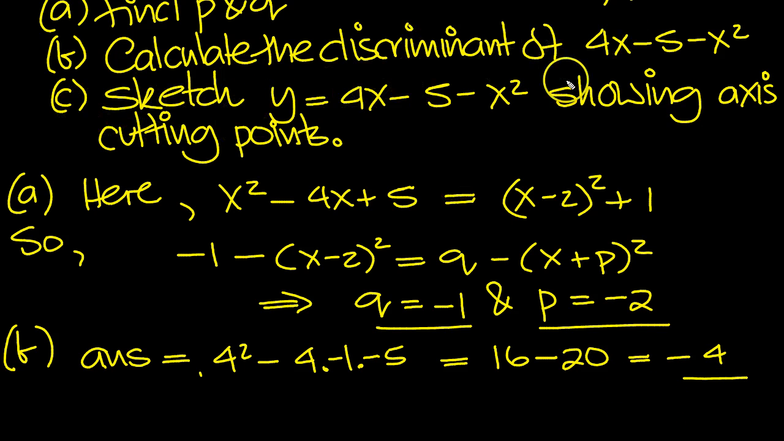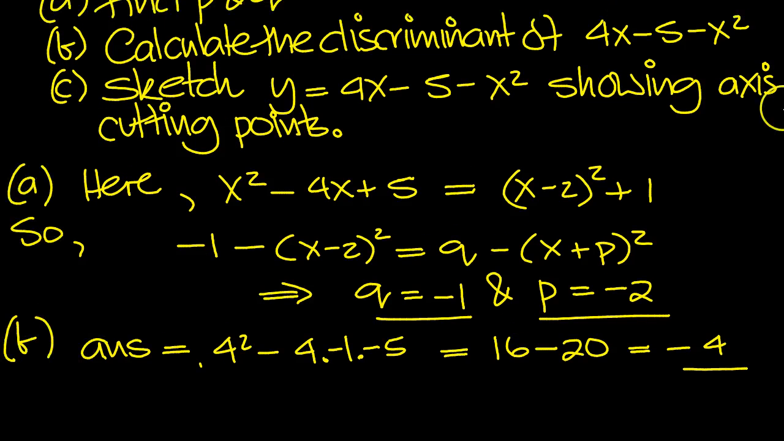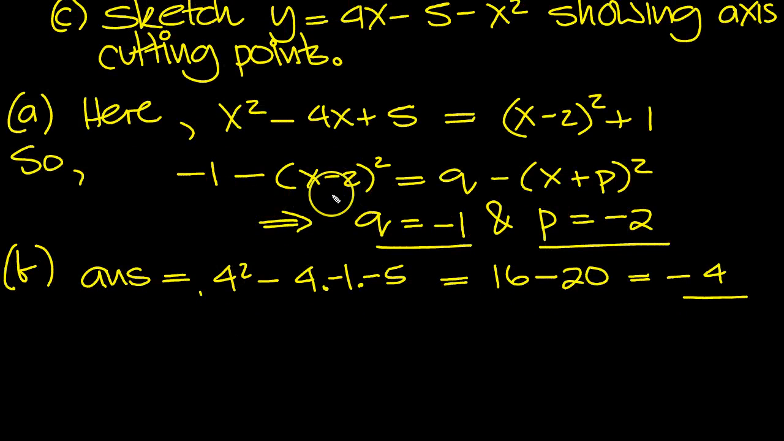Okay, so C, sketch this curve. Then there's no roots showing the axis cutting point. So there's no roots. It's a negative x squared curve, and it looks like minus 1 minus this object here. So we can use this information to draw it then.